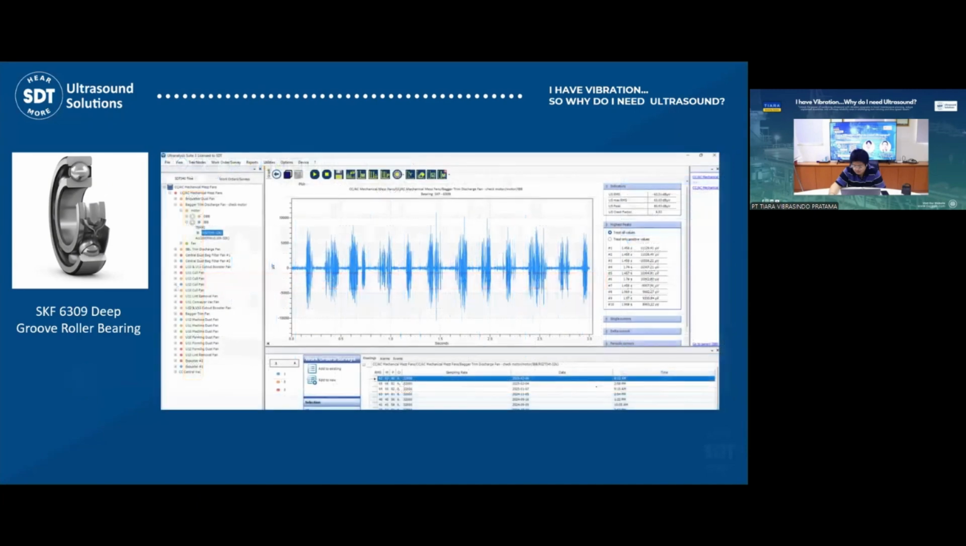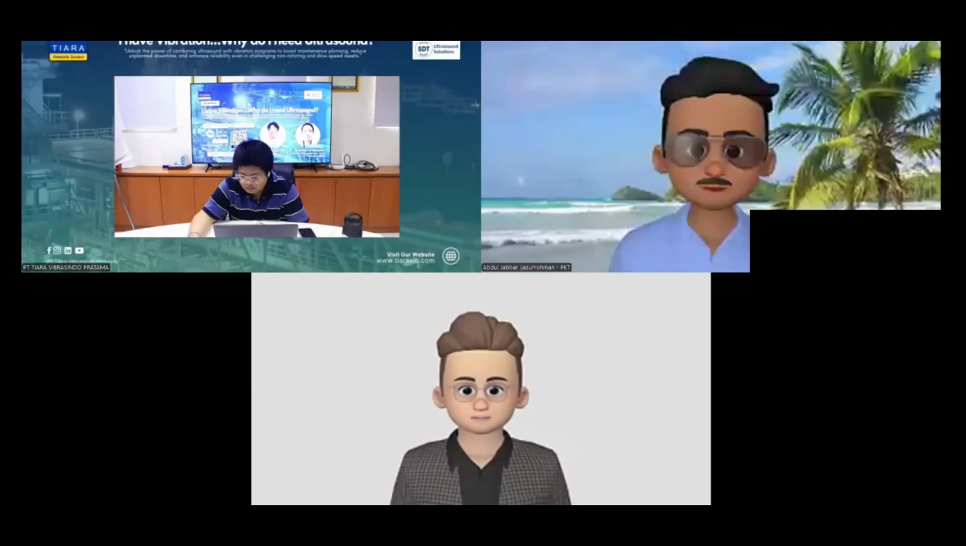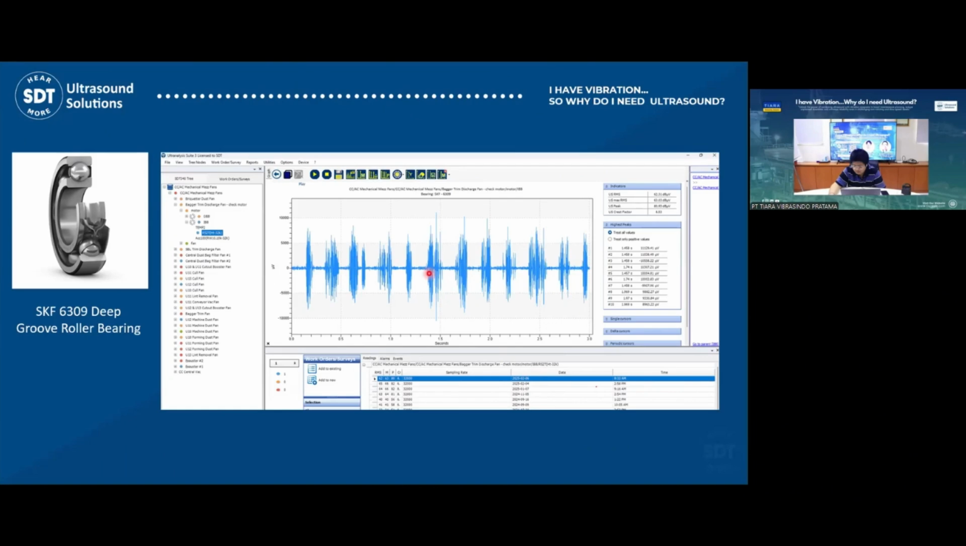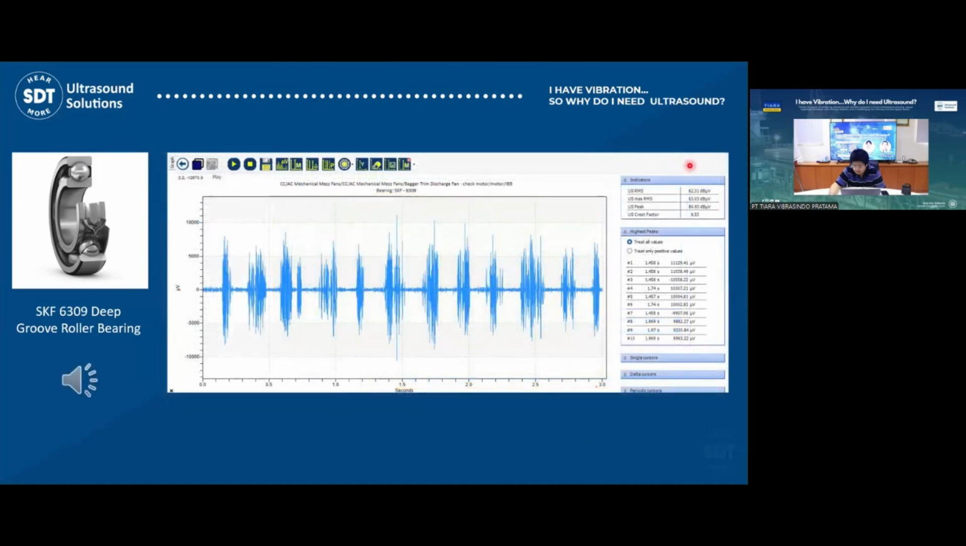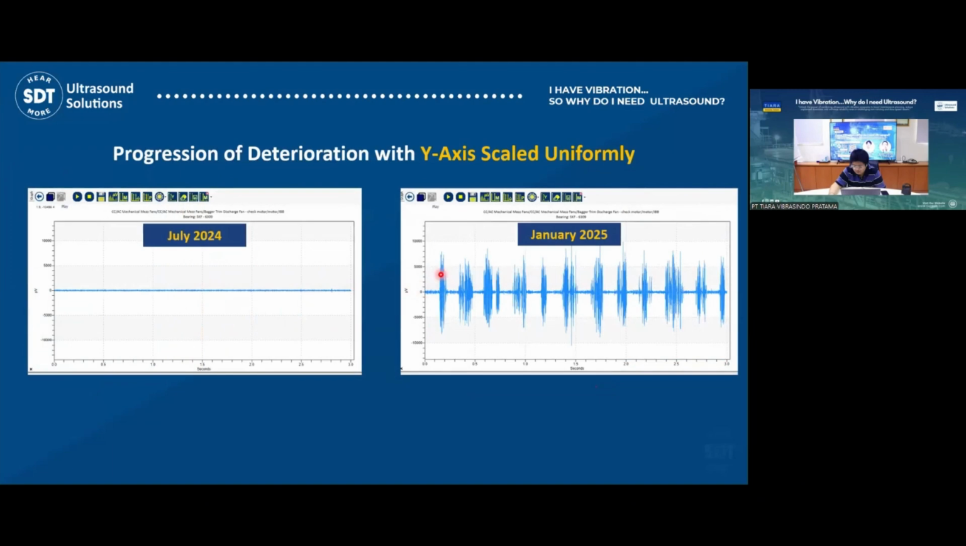Again, we measured again the next year, 2025, in February. You see the time waveform pattern is different. The RMS is going high, around 62 decibel, and you hear the sound. The sound is different, so it's not stable like in July when we made the first measurement, but you follow up the first, second, and third sound. When you compare the progress and deterioration with the y-axis scale, you start from 500, but in January 2025 it's more than 10,000. It's a wide scale difference. You see that the pattern is different and the sound is different.